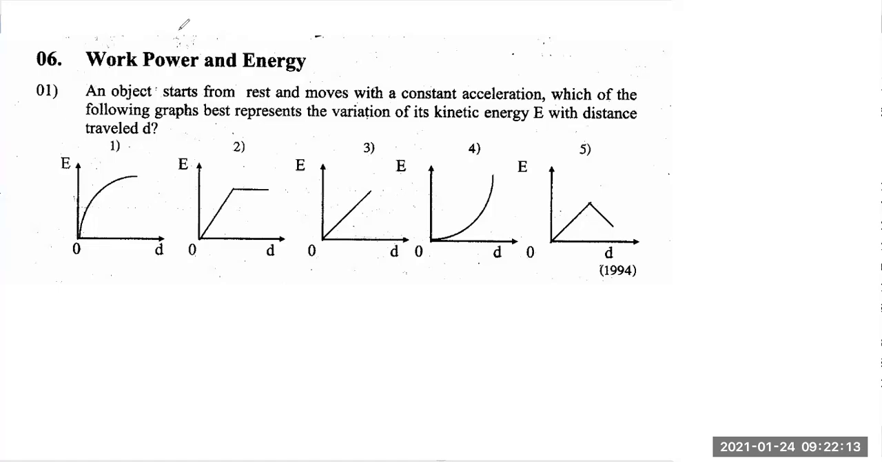The first question under the work, power, energy section from mechanics is from 1994. That's what we're going to discuss today. An object starts from rest and moves with a constant acceleration. Which of the following graphs best represents the variation of its kinetic energy with distance traveled?